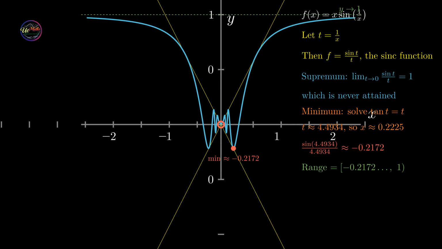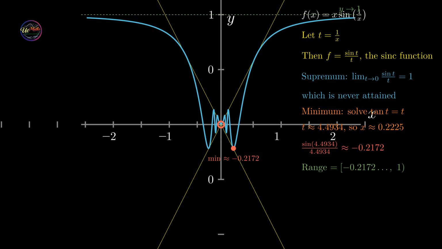Step 2. Finding the minimum. We differentiate sine of t divided by t and set it equal to 0. This gives t cosine t minus sine t equals 0. Or equivalently tan t equals t. The first non-zero positive solution is t approximately equal to 4.4934.